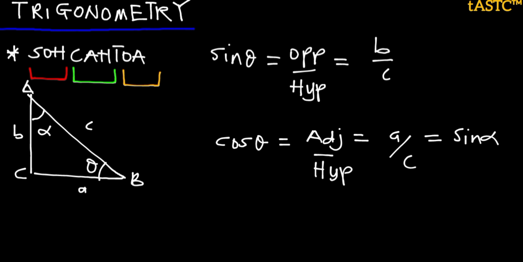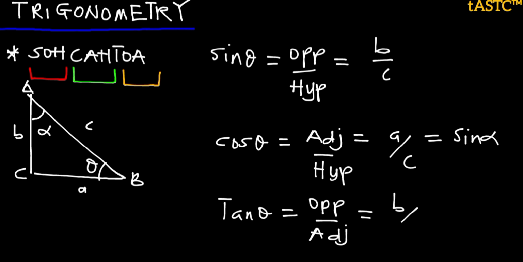Now let us go on to tan theta. If you had tan theta, that should be opposite divided by adjacent. Now what is the opposite? With respect to theta, the opposite should be b, and the adjacent obviously is going to be a. So this is basically how to work it.